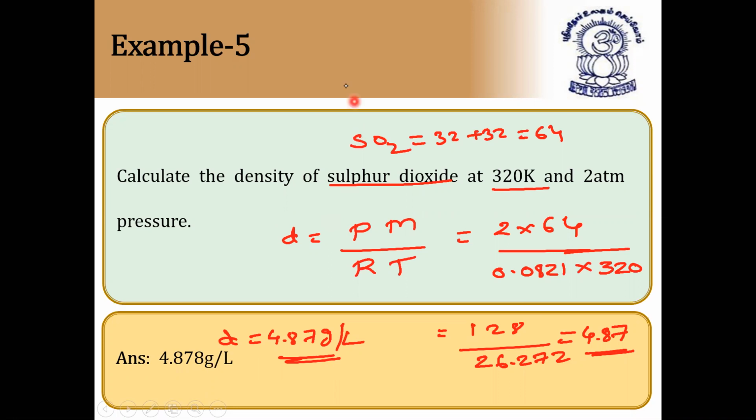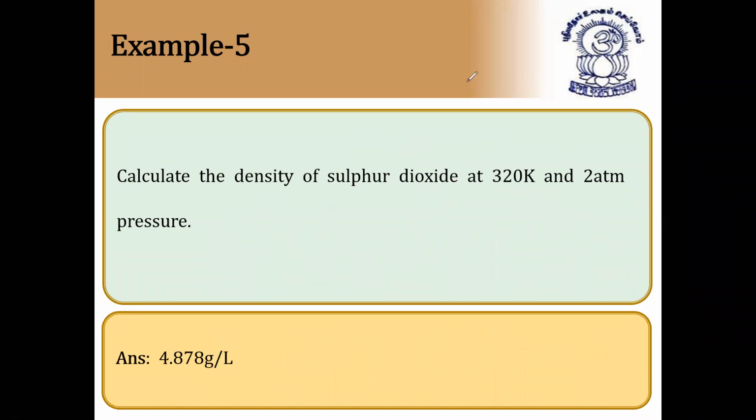So this formula is most important. They'll ask in the competitive exams. D is equal to PM by RT, where P is called pressure, M is called molecular weight of the gas, R is called gas constant, universal gas constant, T is called temperature. I hope it is clear now. Next question.